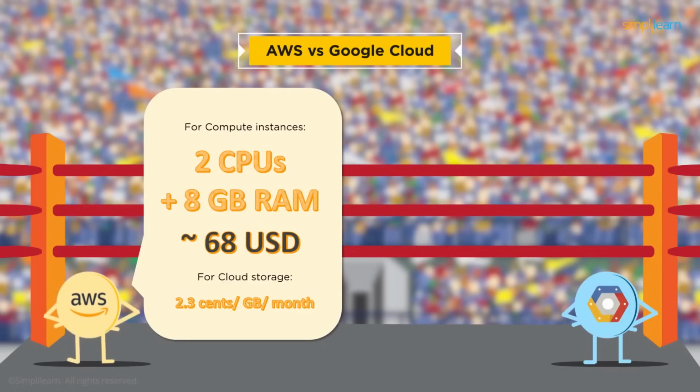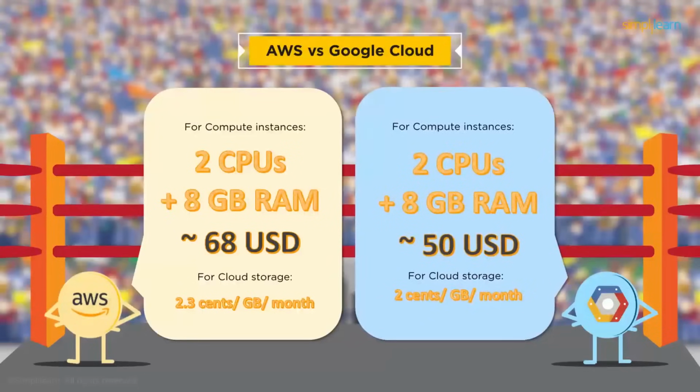Let's take the same compute instance of 2 CPUs with 8 GB RAM. It will cost approximately $50 per month with GCP. And as per my calculations, that's a 25% annual cost reduction when compared to AWS. Talking about cloud storage costs, it is only 2 cents per GB per month with GCP. What else do you want me to say?